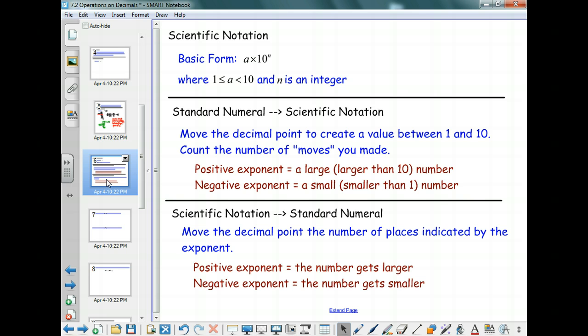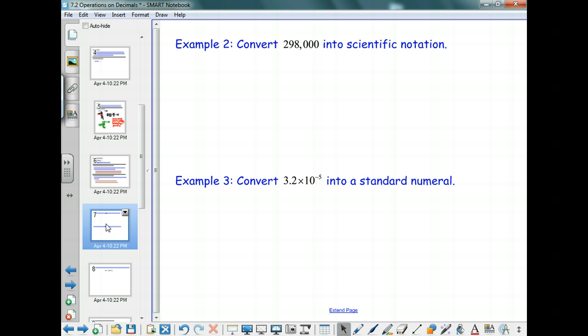We can use that same idea to go the other direction as well. If you're taking something in scientific notation and turning it back into a standard numeral, you want to move the decimal point the number of places indicated by that exponent. That exponent is telling you how many places to move. If it's positive, the number should be getting larger than it was before. Positive exponents, larger numbers. If the exponent's negative, the number should be getting smaller than it was before. Negative exponents, smaller numbers.